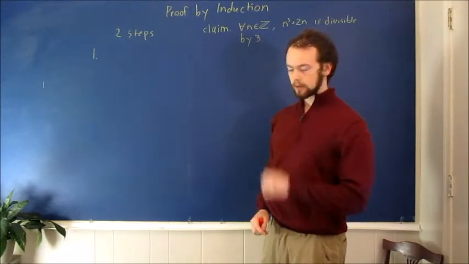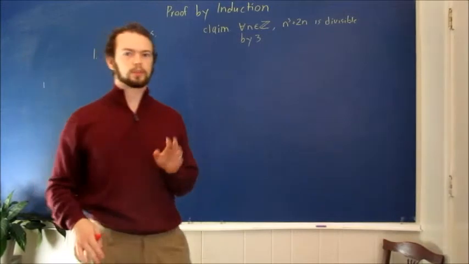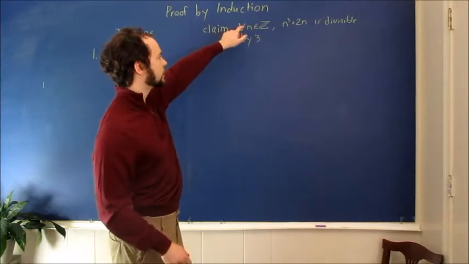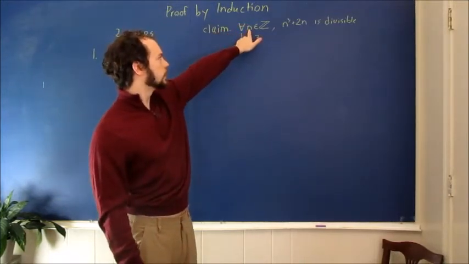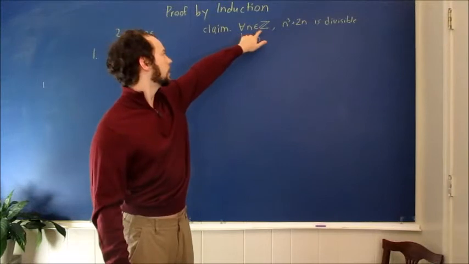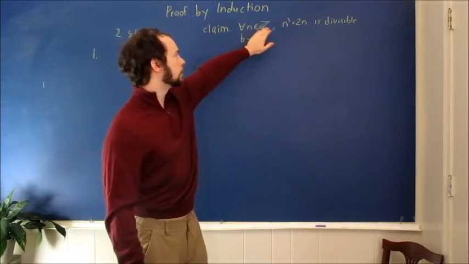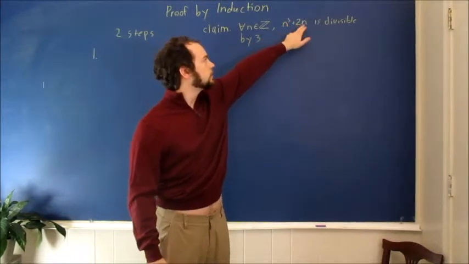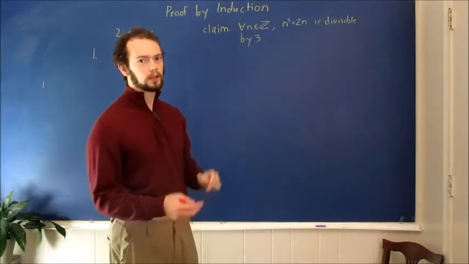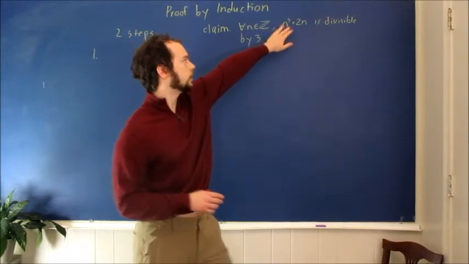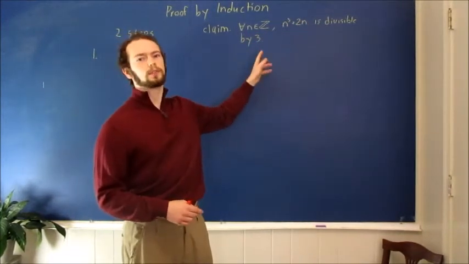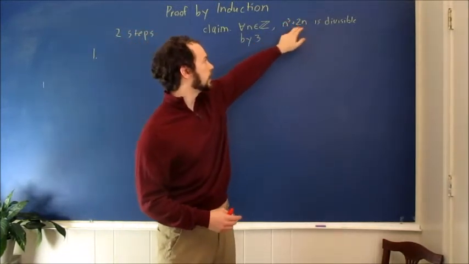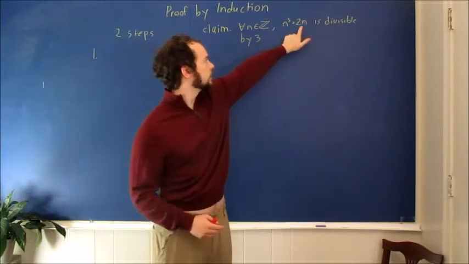Proof by induction is useful for proving statements like this, right? This claim says, for every integer, that's what this symbol means, n element of Z, if you cube that integer and then add 2 times that integer to that result, you will get something that is divisible by 3. In other words, no matter what n you pick, 3 will go into this evenly.